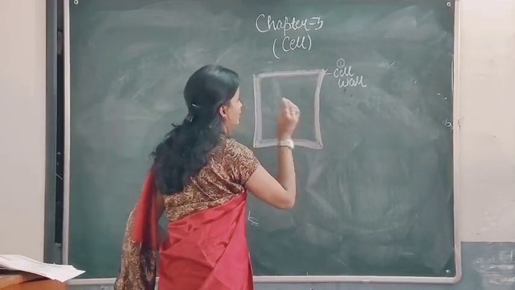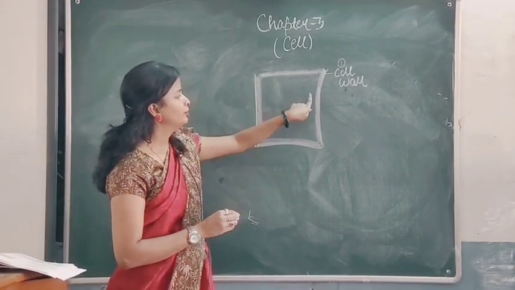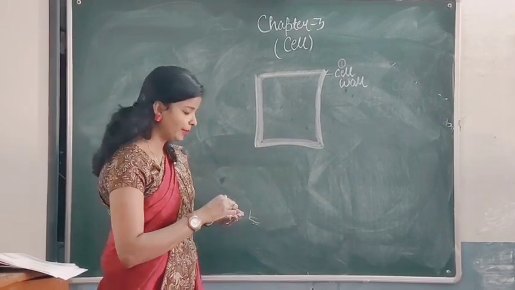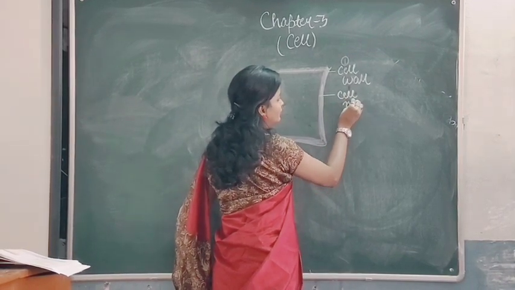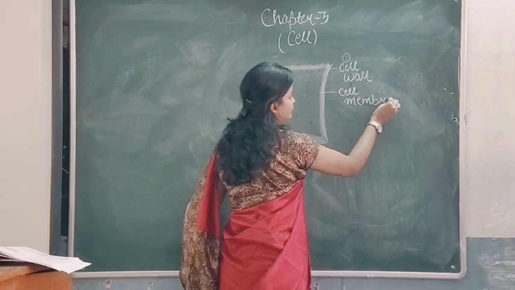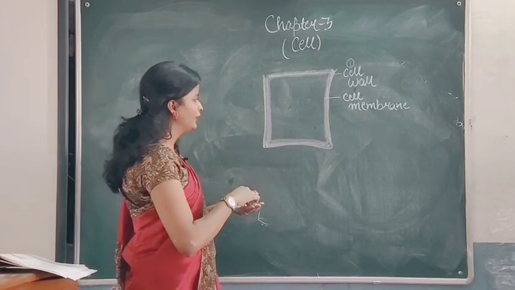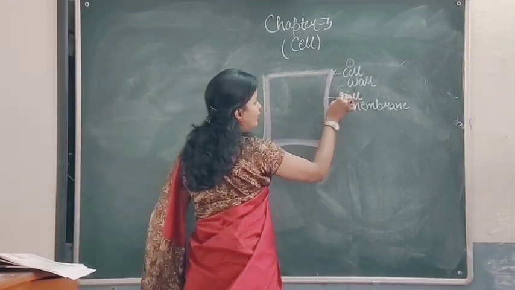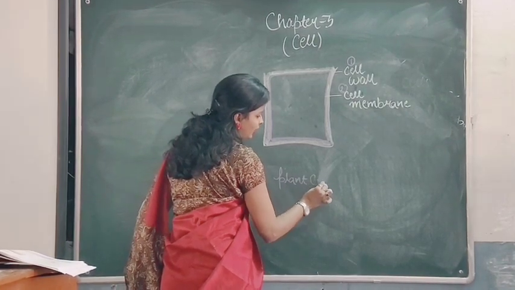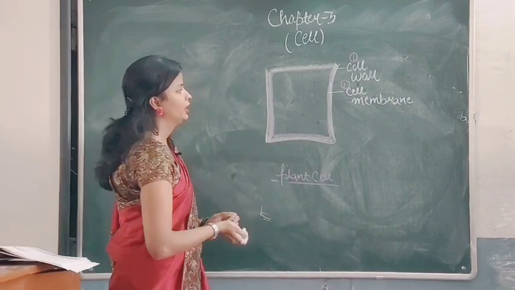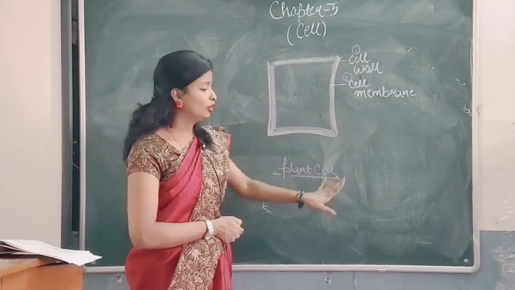Just below the cell wall, a layer is present. This particular layer is known as cell membrane. So the second layer is known as cell membrane, and this we will talk about as the organelle number 2. Here I am writing it as plant cell because I am drawing it according to the plant cell. Cell wall is present, the outermost covering, then the second covering is cell membrane in case of plant cell.